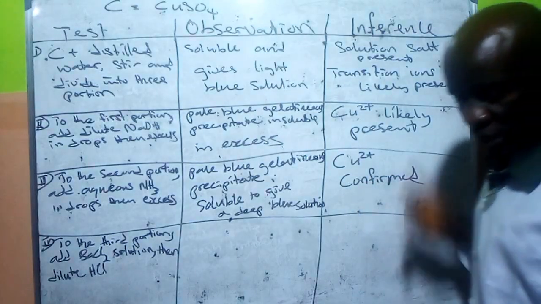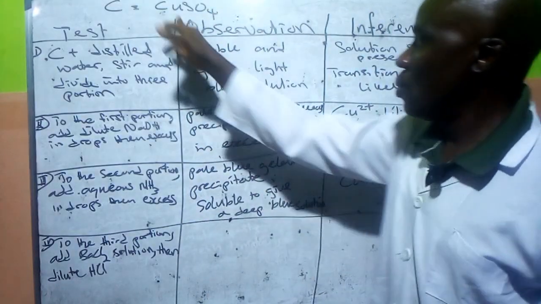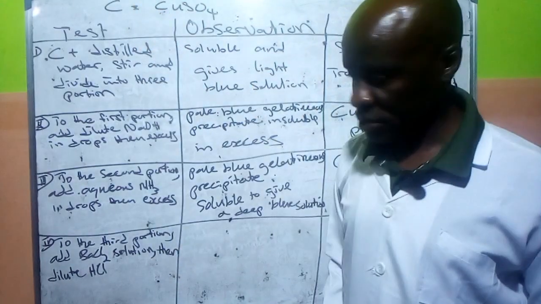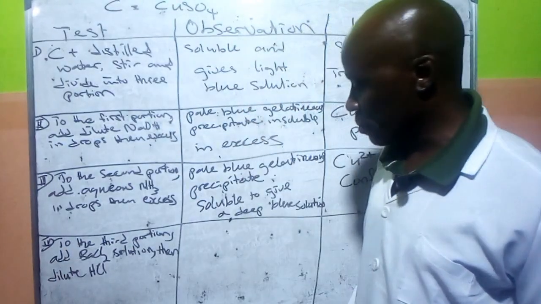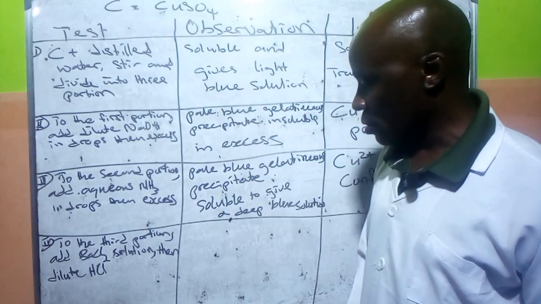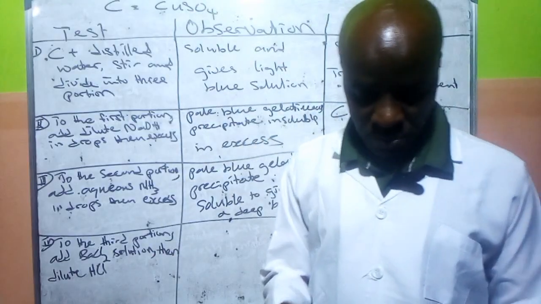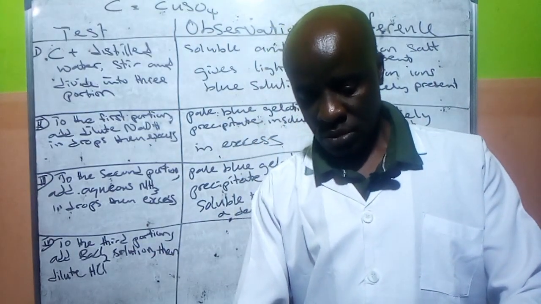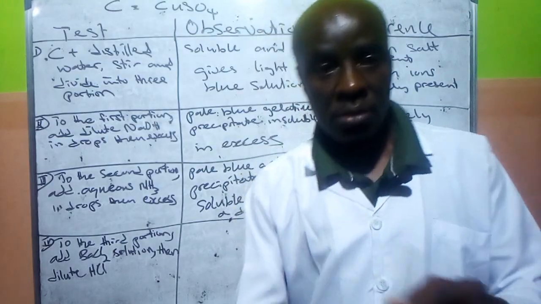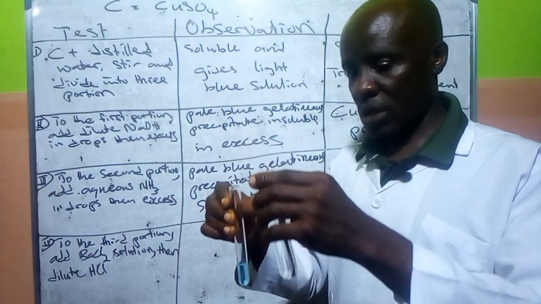That's what we have. So the next one, the last one now, because in this test we have two ions, one cation and one anion. The next one says that to the third portion, add barium chloride solution, then hydrochloric acid. This is the third portion that I have. Let me reduce the volume. So to this third portion, you say add barium chloride solution. I add barium chloride solution into it.